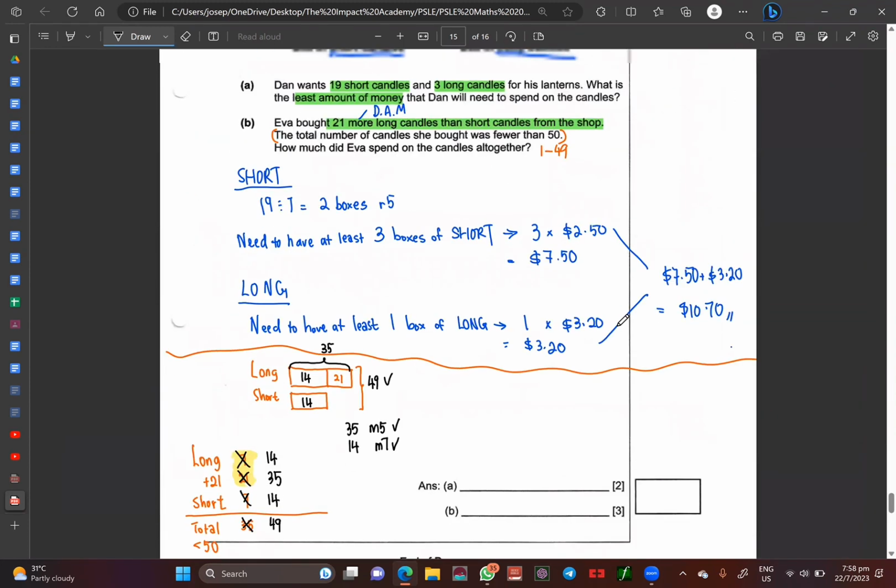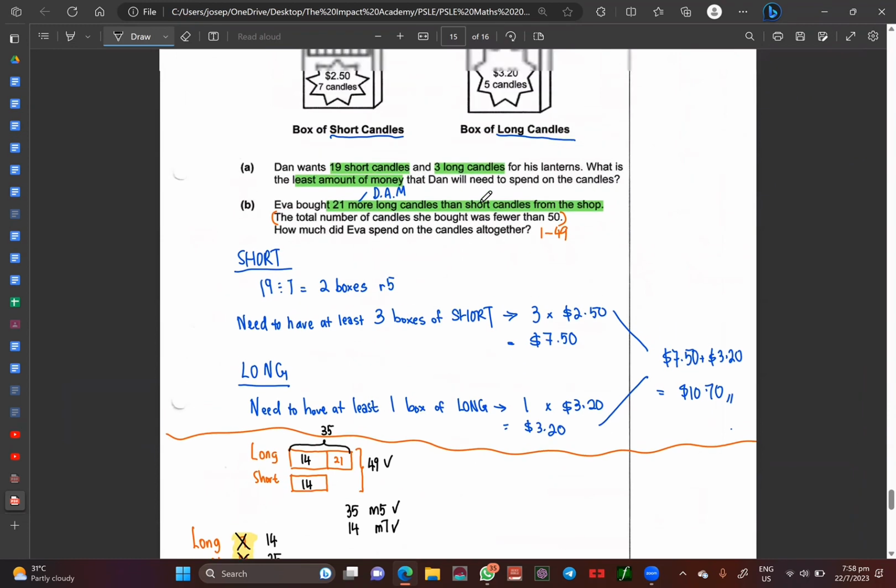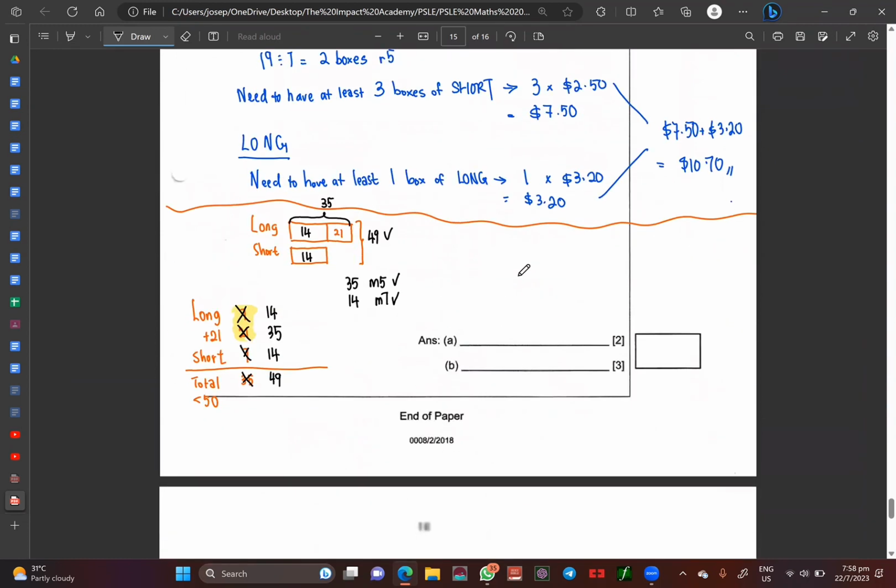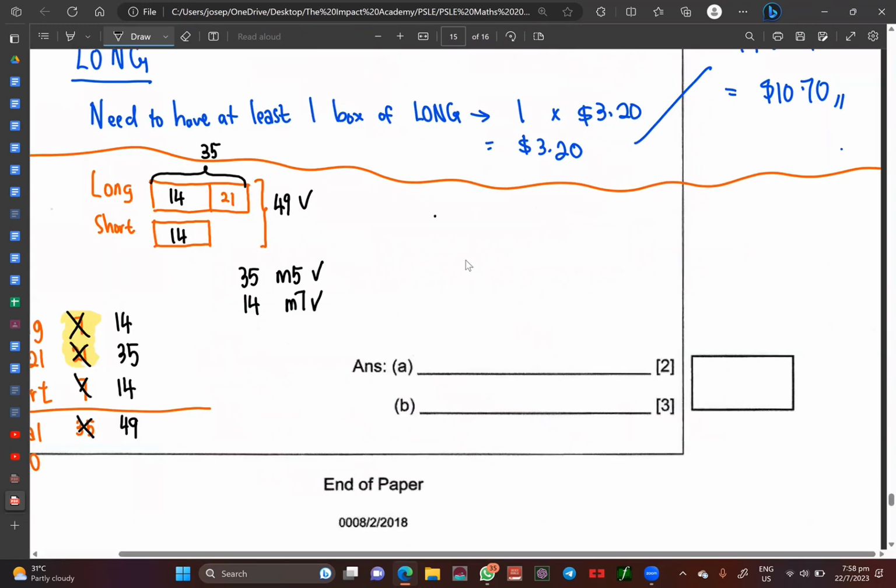So when I look at this question, it asks how much Eva spent on the candles altogether. Very simple. You have 35 long candles, and you learn from this question that 5 long candles equals $3.20. So for 35 long, you just multiply by 7. You simply do 320 times 7, and you get $22.40. So this is the first part.